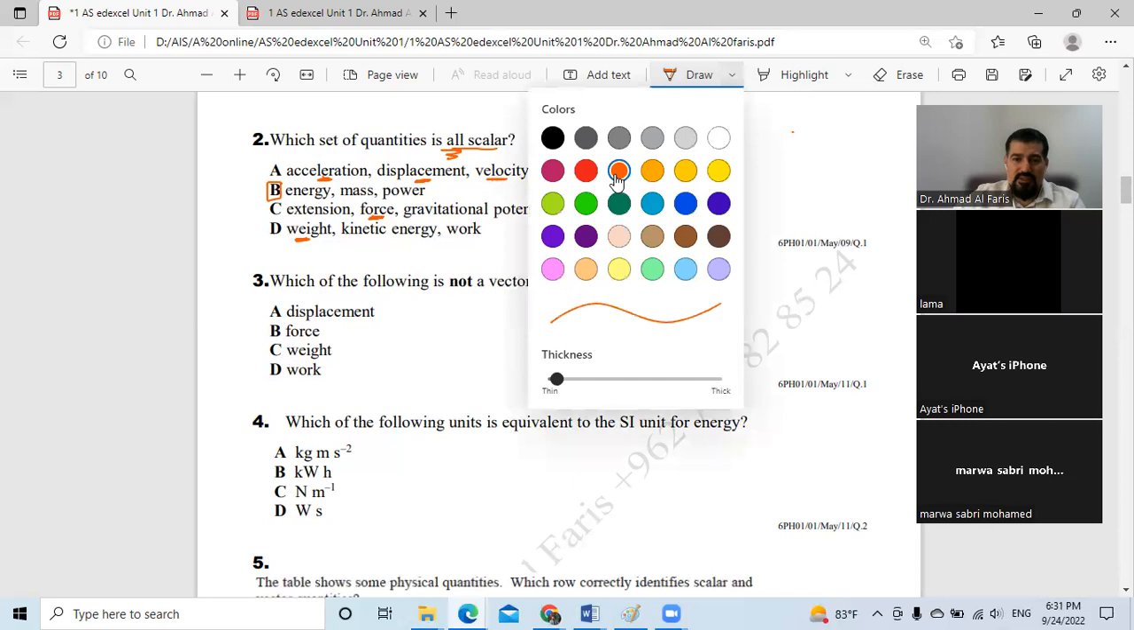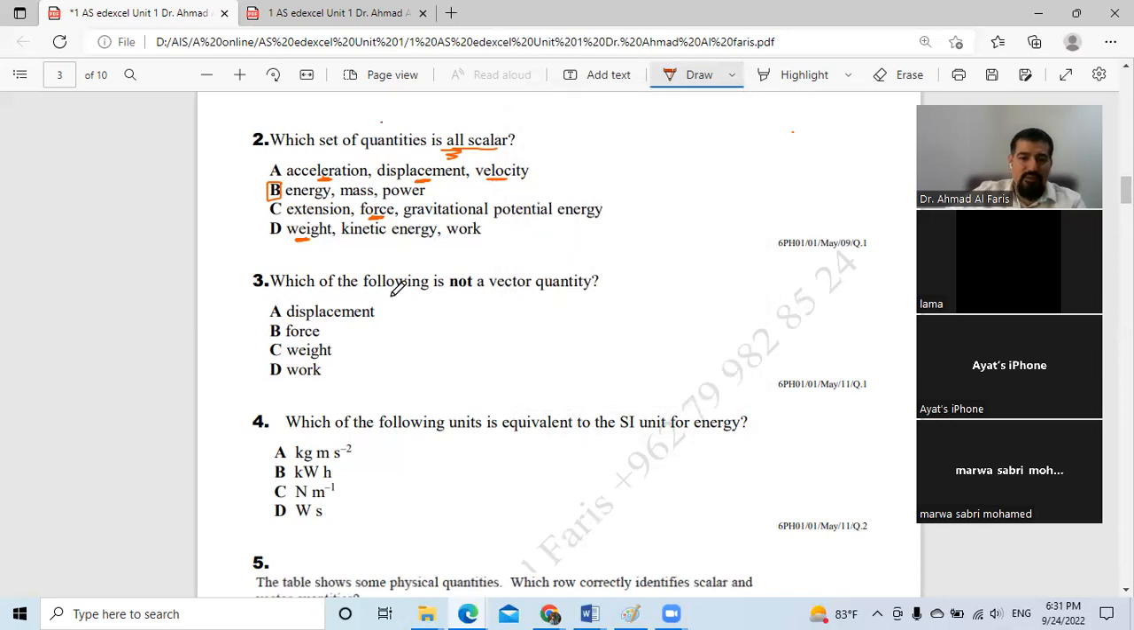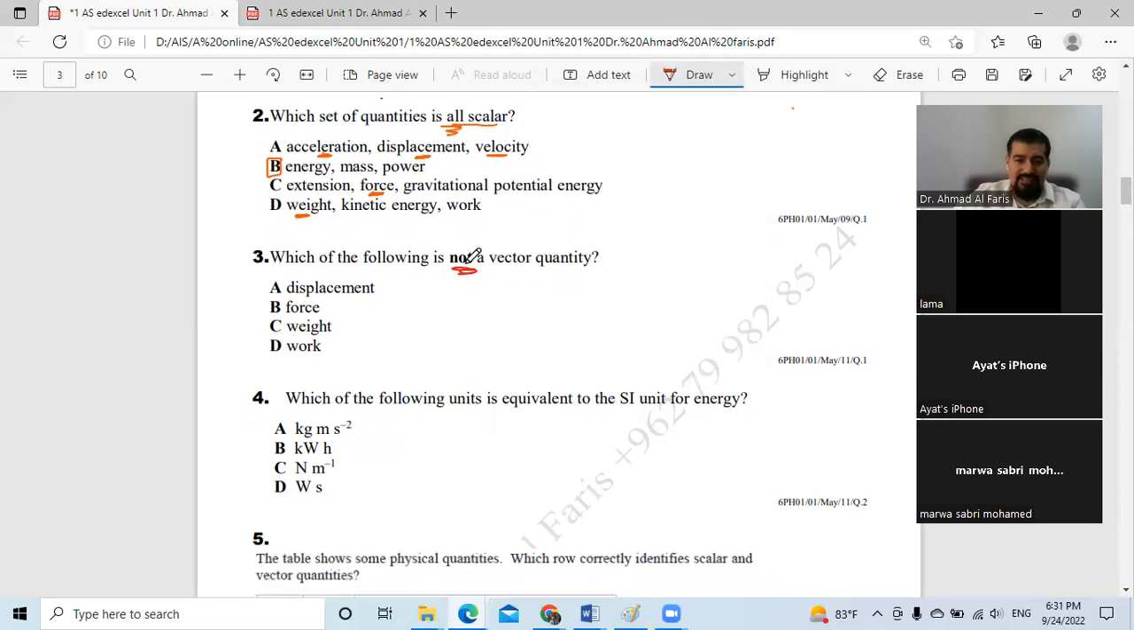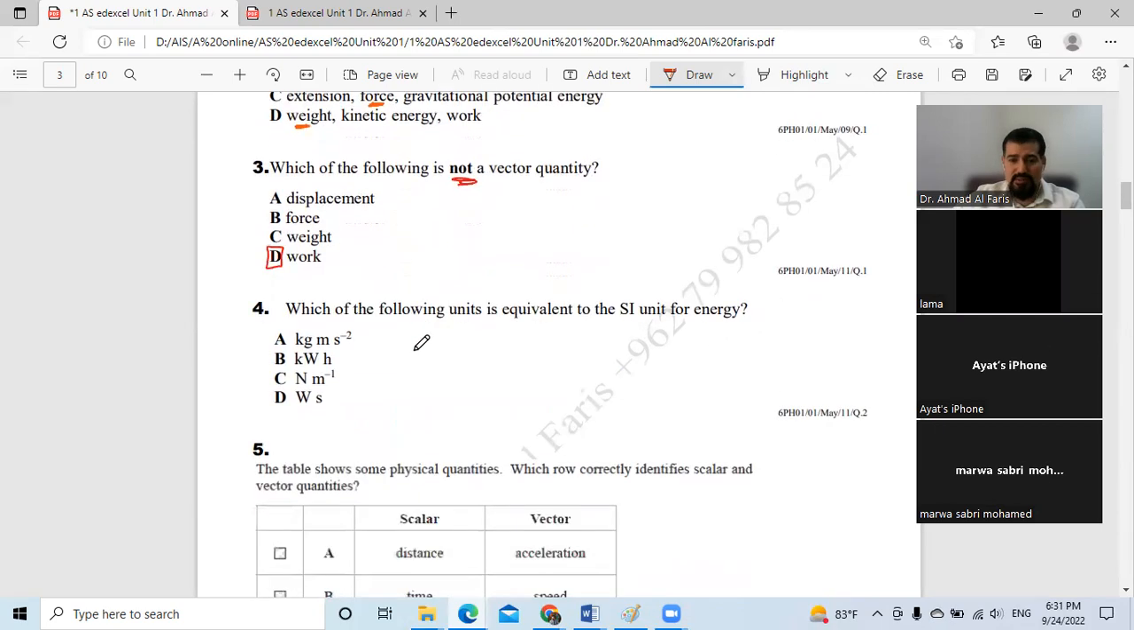Okay, next question. Which of the following is not a vector quantity? Displacement, force, weight, exactly. Thank you, Omar. Thank you, Yusuf. Thank you, Lana. The correct answer is what? D. Work is not a vector quantity. Okay, now this is a hard one.